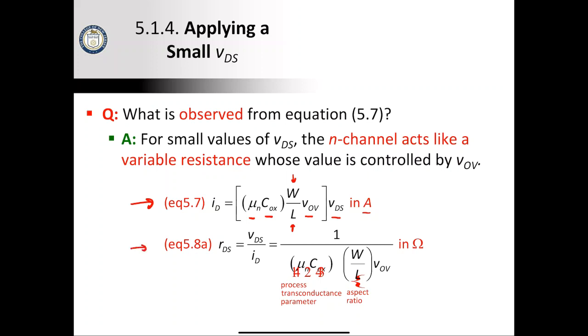Now, what is this other version of the equation down here? 5.8a. All it does is put this in terms of a resistance. If we took this VDS and this ID and created VDS over ID, that would give us the equation below, which is what we're going to call the drain source resistance, equal to VDS over ID, and that's equal to 1 over electron mobility, oxide capacitance, width of the channel over length of the channel, overdrive voltage.